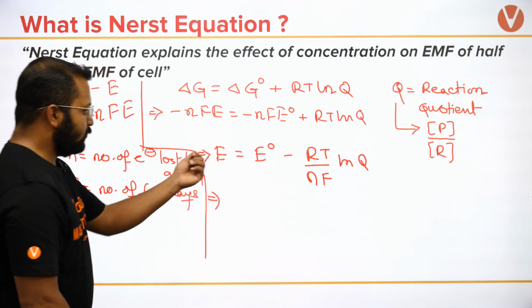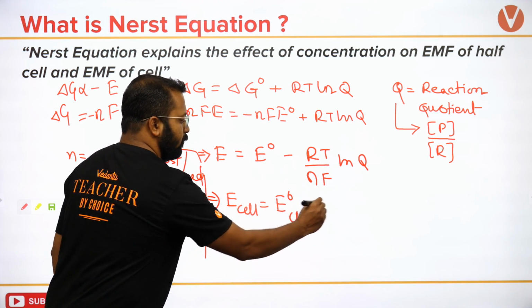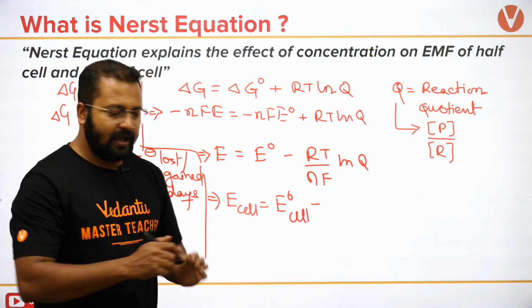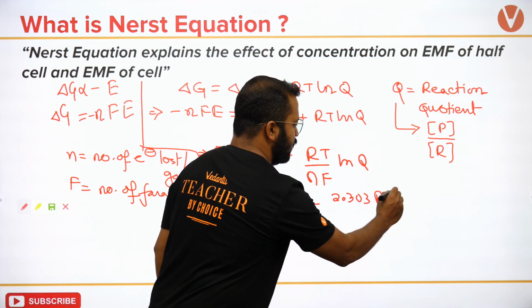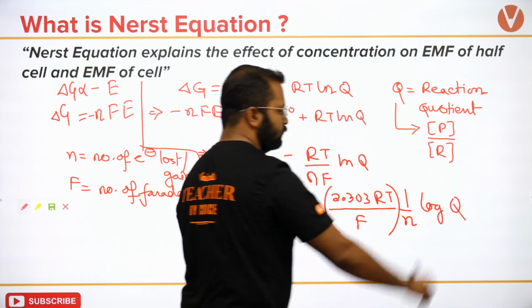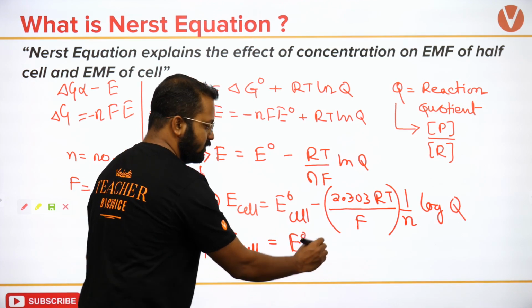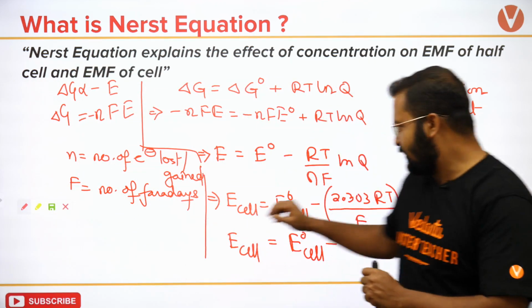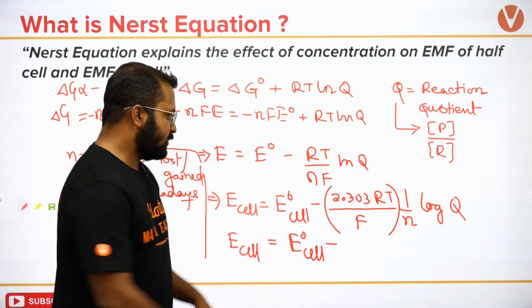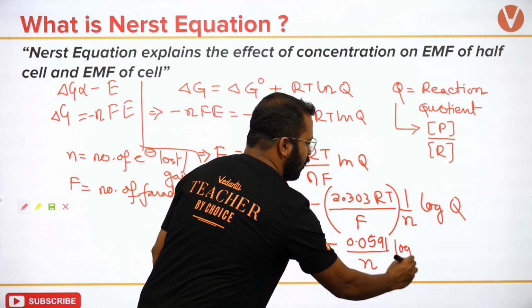So I can write E cell as E naught cell minus RT by NF ln Q. To remove ln, this is log base e, the natural log. If I want to bring it to base 10, I will write 2.303 RT by F, taking 1 by N common, log Q. You can see there is a temperature term over here. If I put R as the gas constant, temperature as 298 Kelvin and F as Faradays, I will get this value as 0.0591 by N log of Q.